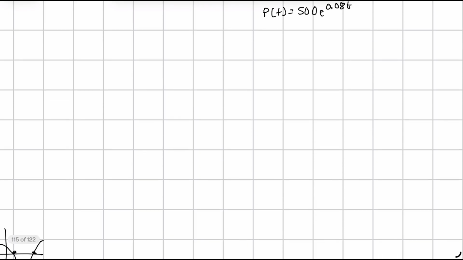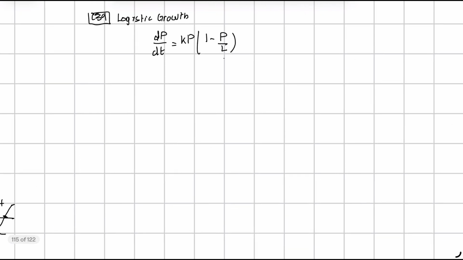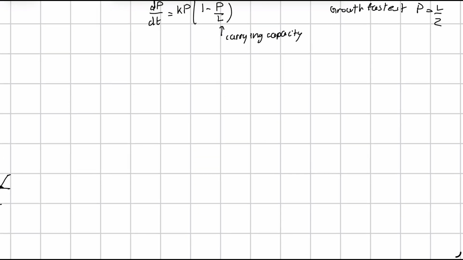Now, what if you had logistic growth? This is the case 39 that you could possibly see. So if you have dp over dt, this is equal to kp times 1 minus p over L. So logistic growth has a carrying capacity. This is your carrying capacity, and it's going to grow fastest when we are at p is equal to L over 2. So first we're going to identify the carrying capacity of L, then we're going to find k, and then plug in p if we're asked for the rate. Then we're going to use p is equal to L over 2 for the maximum growth rate. So we'll use that to find it.